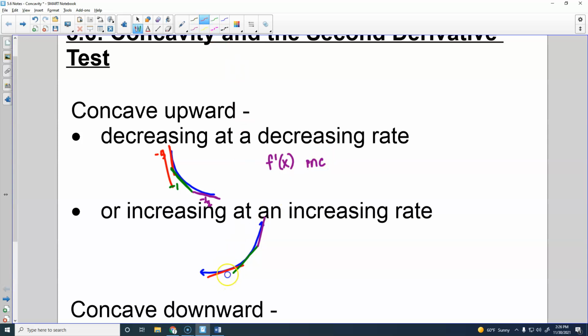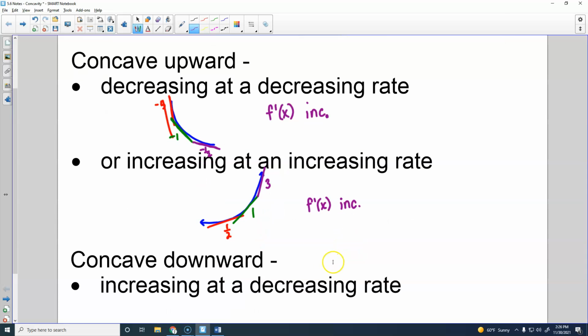Here, this would be like a +1/2. This would be a 1. This might be a 3. It should say I and C. So here, f prime of x is also increasing. Okay? So if the first derivative is increasing, then we know that the original function would be concave up.